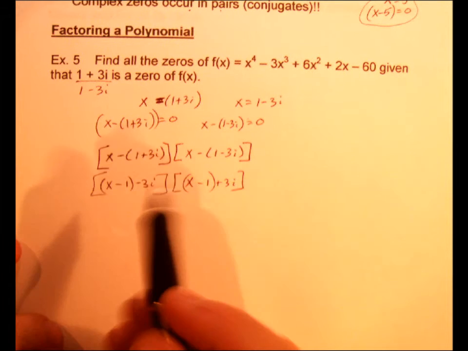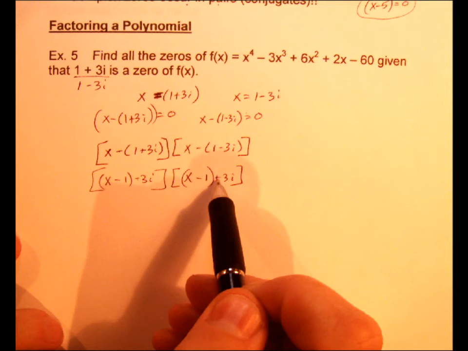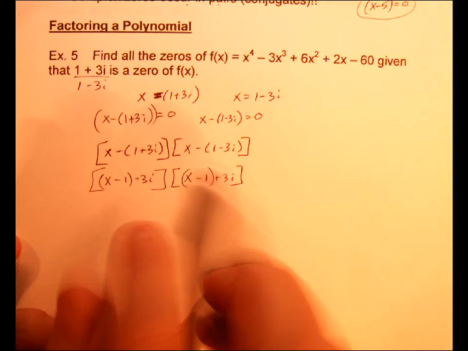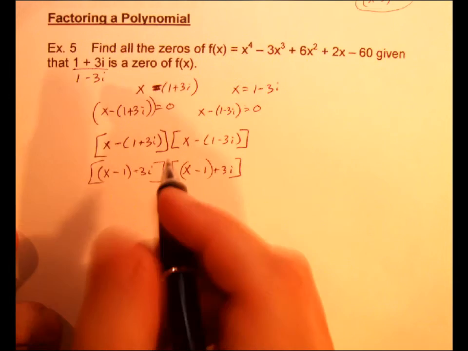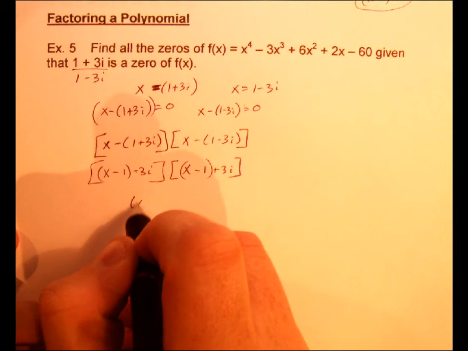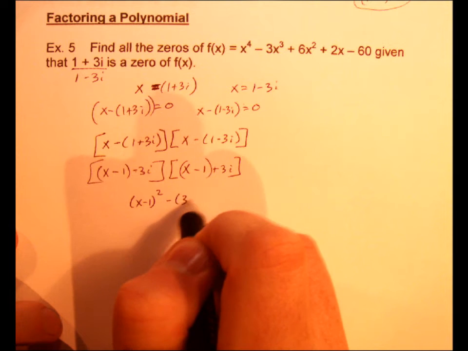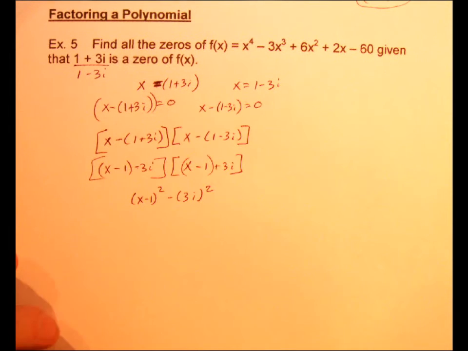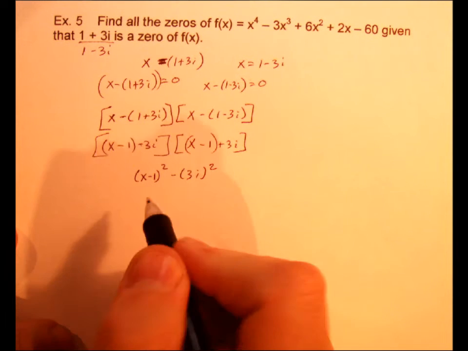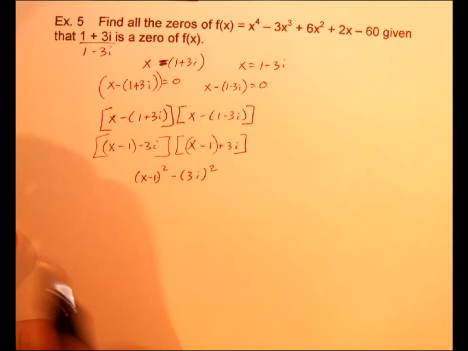So now if I do that, the difference of squares, because one's a plus and one's a minus. And these are things that we're going to square because it's the exact same thing. So this is going to turn into x minus 1 squared minus 3i squared. Okay? So remember when we do x minus 1 squared, make sure you don't just do squared and squared, make sure you multiply it out.